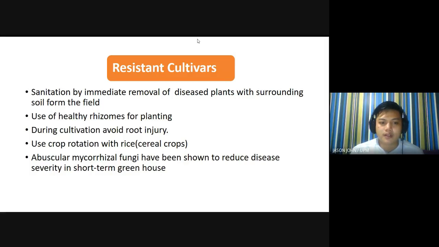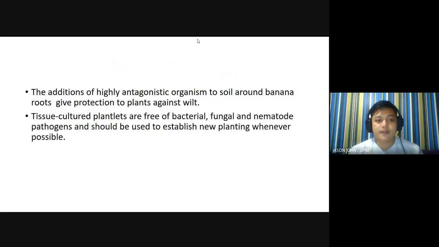Arbuscular mycorrhizal fungi have been shown to reduce disease severity in short-term greenhouse studies. Next, the addition of highly antagonistic organisms to soil around banana roots gives protection to plants against the wilt. Lastly, tissue culture plants are free of bacterial, fungal, and nematode pathogens and should be used to establish new plantings whenever possible.